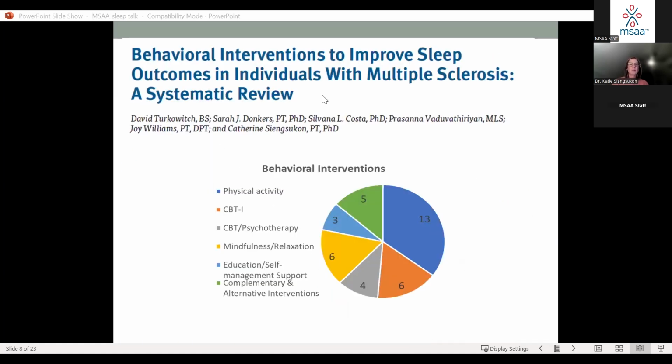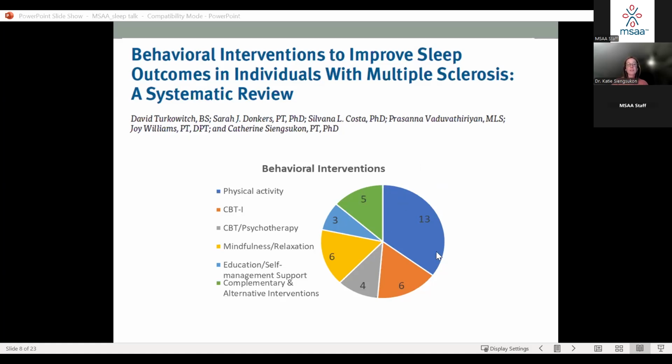I want to talk a little bit about, this will be the last research article I talk about before we get to the fun stuff of, okay, so what can I actually do to improve my sleep? We wanted to do a systematic review where we looked at various behavioral interventions to improve sleep in people with multiple sclerosis. This was very much a team effort, and David Turkowicz is a research assistant in my lab. As a team we found all of these articles, and you can see on this pie chart all the different classifications of behavioral interventions.